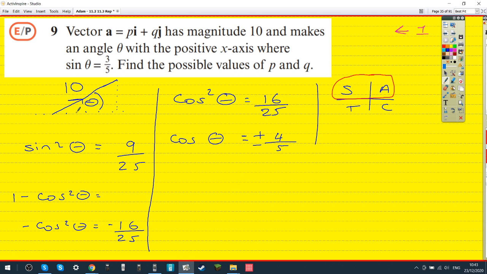So if we go back to our original diagram, and we're just using that as a sketch, P is the x direction. P is adjacent, and so P is 10 cos theta. And then Q is the other one. Q is 10 sine theta. And so, let's see, what is P? What is Q?